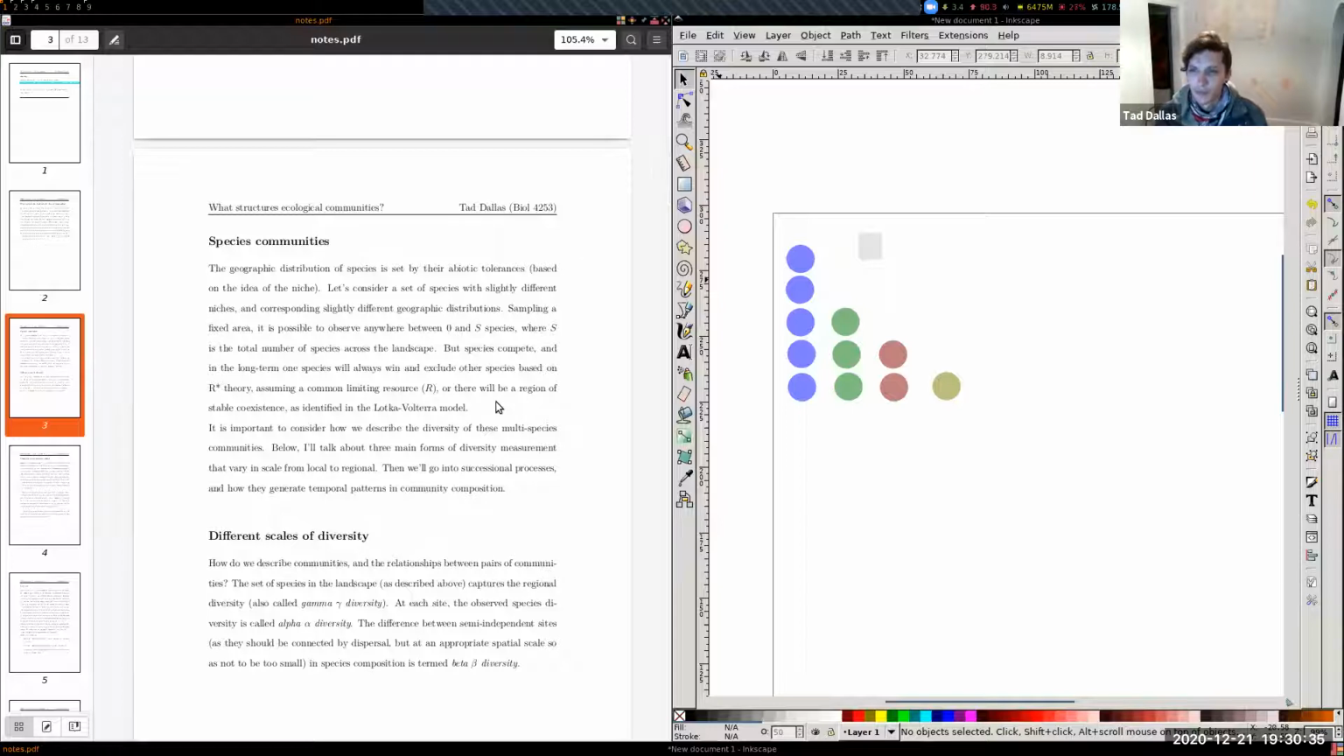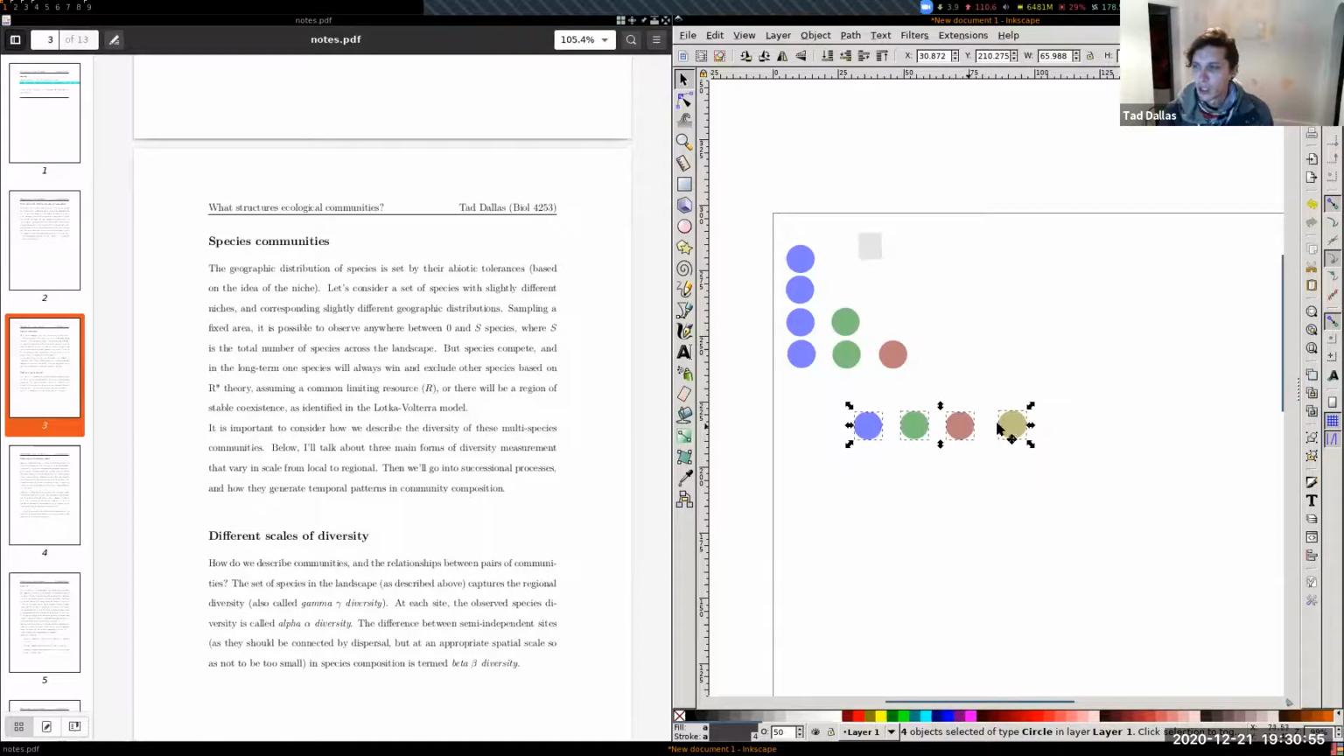Okay. So here what I'm trying to get into is the issues involved in sampling species and trying to understand who is in the community, right? So let's say you have some set of species. I'll use colored dots here.